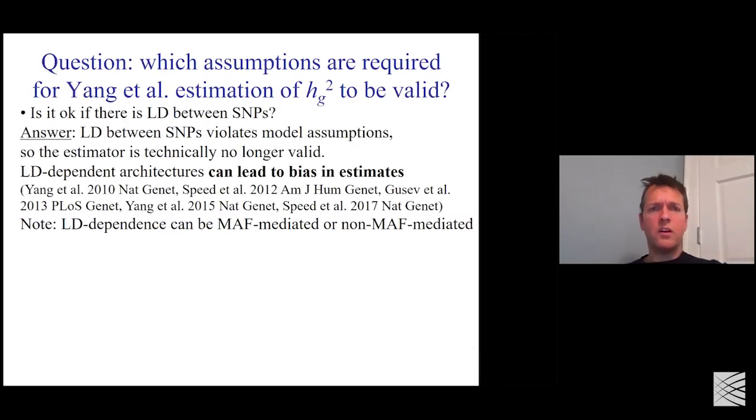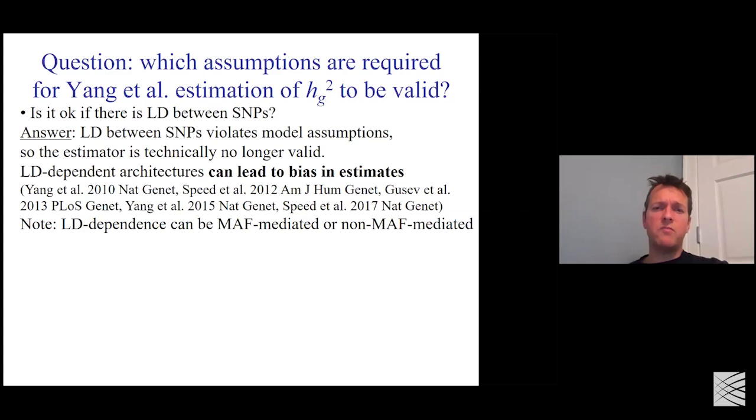So one question that comes up a lot is, which assumptions do we need for estimates of SNP heritability to be valid? One thing that the world now understands very well is that LD-dependent architectures can lead to bias in estimates. Because I'm running out of time, I'm going to gloss over the details of that. I want to say very carefully what I mean by LD-dependent architectures. We're not talking about tagging here. Of course, a SNP that's not a causal SNP can tag a different SNP that is a causal SNP. But LD-dependent architectures means that causal effects vary with the amount of LD a SNP has.